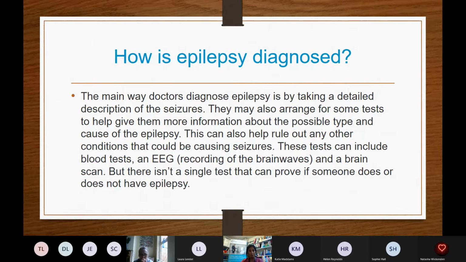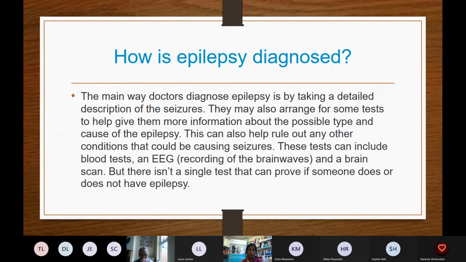How is epilepsy diagnosed? Unfortunately, epilepsy is not easily diagnosed because we don't have a specific test that tells us one way or the other that this child has epilepsy. Like with diabetes, we can do a blood sugar and the results tell us it's diabetes or not. So the main way that doctors diagnose epilepsy is by taking a very detailed description of the seizures.